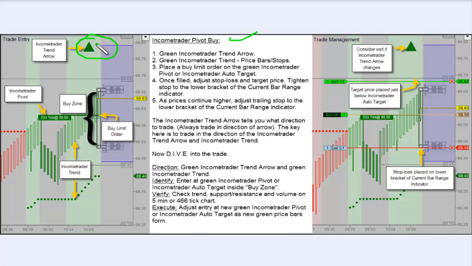I've often had traders come to me in the past saying, I really like futures trading, it's fun, it's exciting, but I'm not always sure which way to trade the market. Well, we're going to help you out here with this new trend arrow.